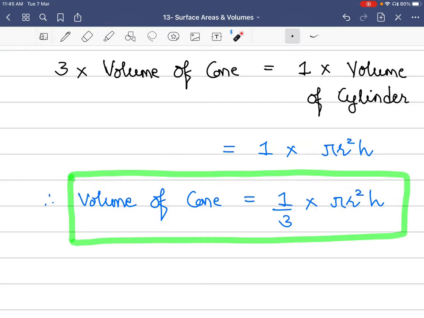Quite simple and straightforward, quite an interesting way to derive the formula of a solid figure. So this is the standard formula to calculate the volume of cone, 1/3 of pi r square h, which we'll be using to solve a lot of problems. That's it.